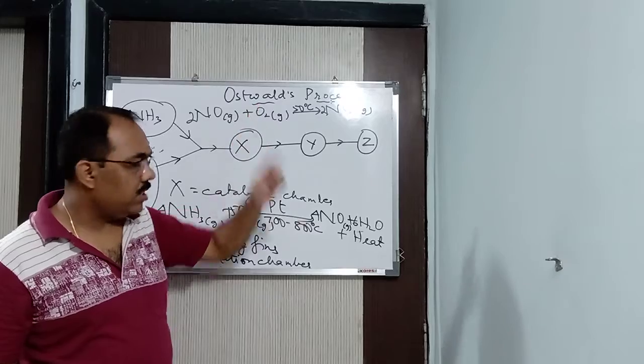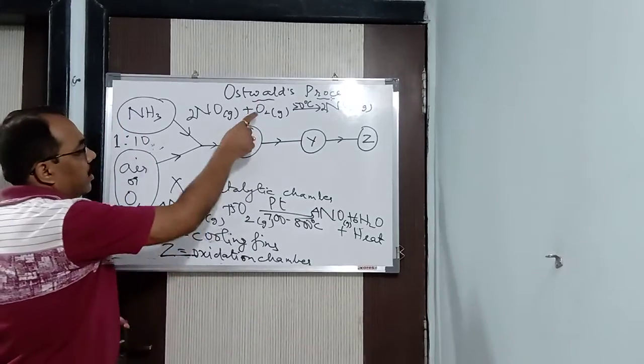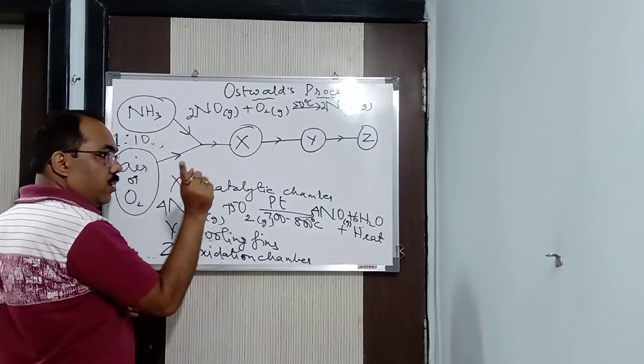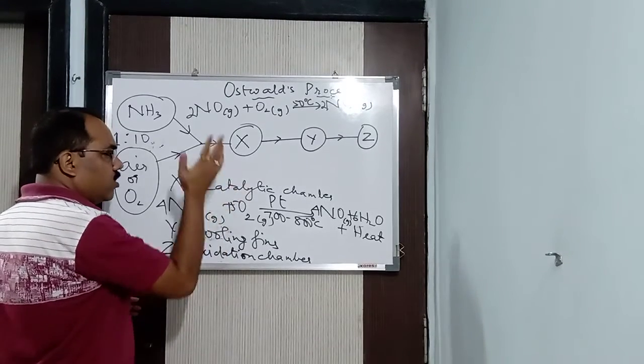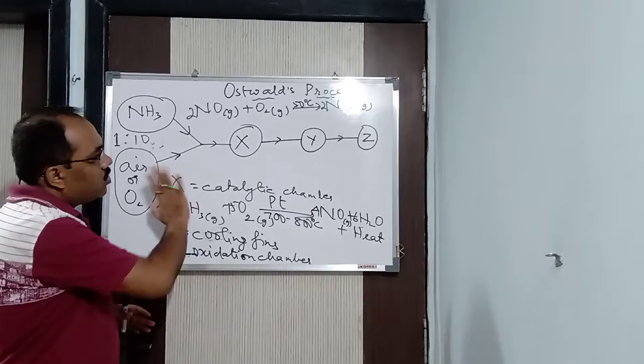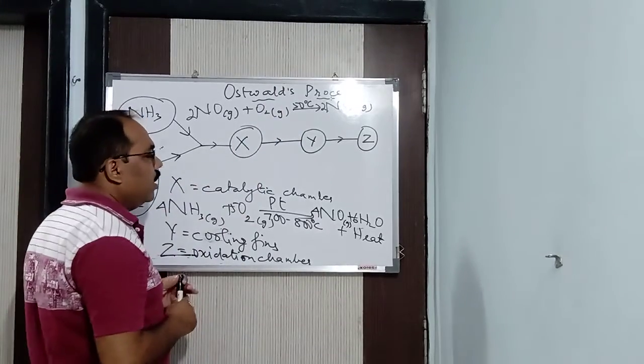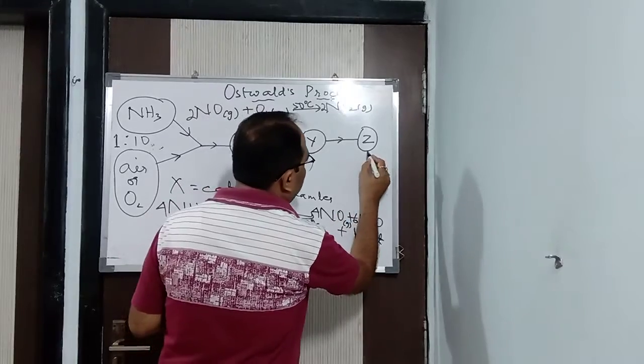Got it now? What I said? Now you can see here in the oxidation chamber also oxygen is used. In the catalytic chamber also oxygen is used. Now you are able to understand why I have taken a large amount of oxygen. Okay. So in the oxidation chamber, what did we get? We got nitrogen dioxide gas. Fine. After that, we need to go to the next tower.